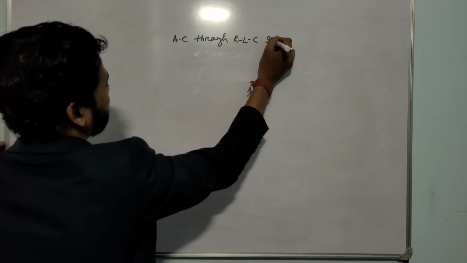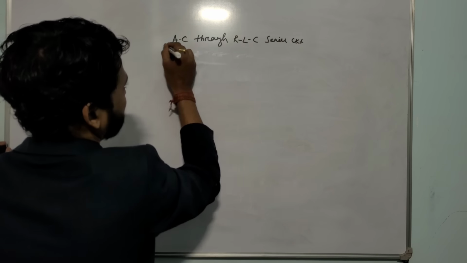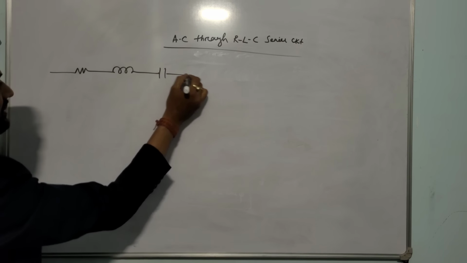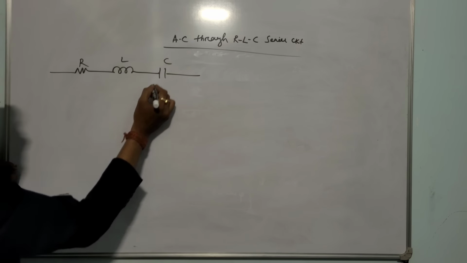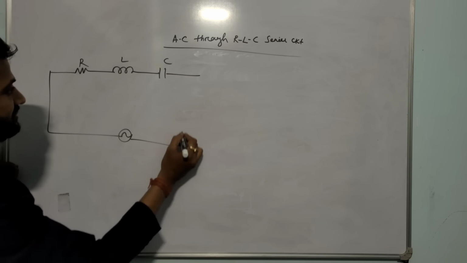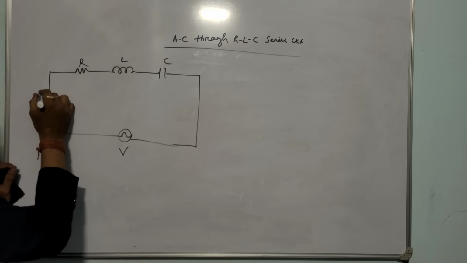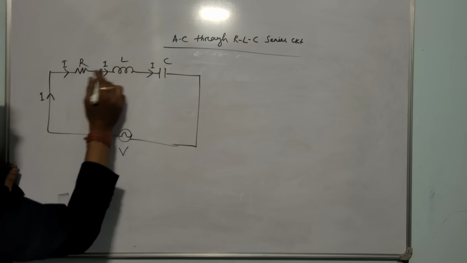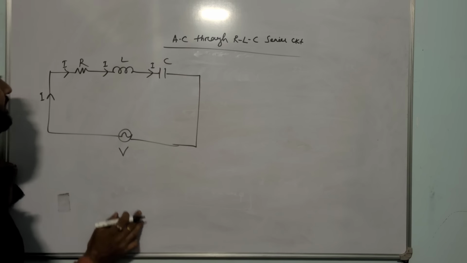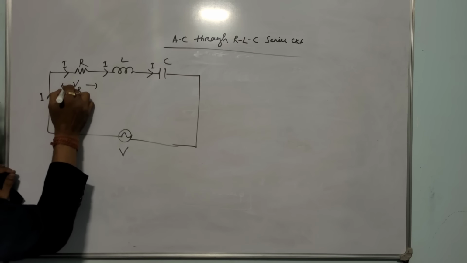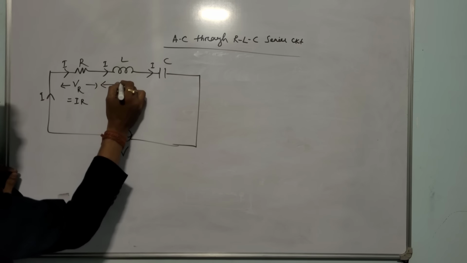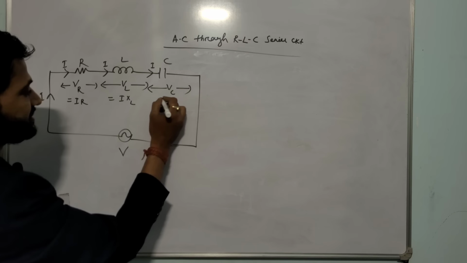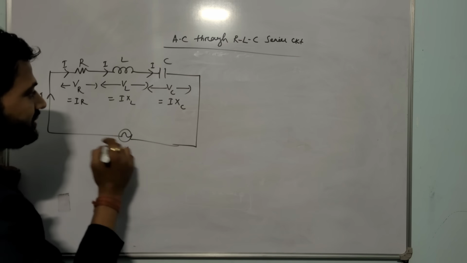AC through RLC series circuit. So we have taken a coil having three parameters R, L and C. R, L, C all are in series, and AC supply is given. That voltage is V and current is I. Since it is a series circuit, current through each element will be same. मतलब current through R, current through L, current through C will be same. And voltage across the resistor is VR, which will be I into R. Voltage across the inductor is VL, which is I into XL, and voltage across the capacitor is VC, that is I into XC.